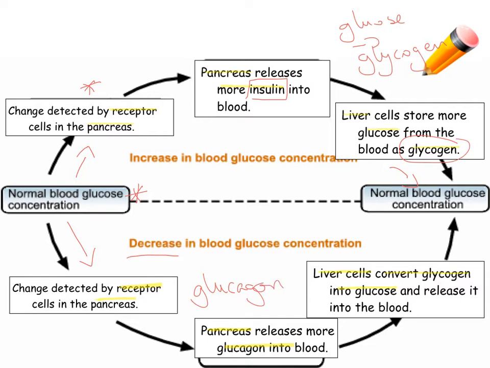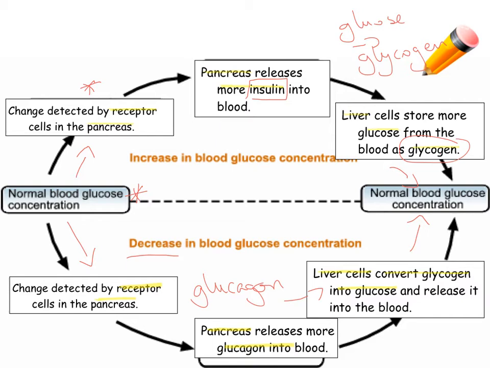Into the blood. And that glucagon will in turn convert the glycogen into glucose. So it changes the glycogen into glucose and releases it into the bloodstream, so that it will take the blood sugar levels back up to normal. And that's basically how you keep your blood sugar levels at a normal level.